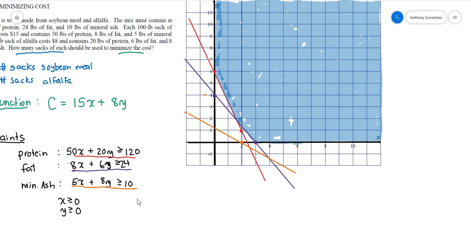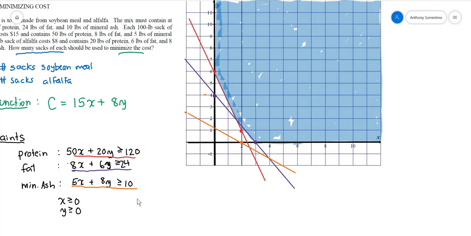The second one, the fat line, which I did in purple, has a y-intercept of 4 and has a slope of -4/3. And then the mineral ash one, a little bit more problematic because it has a lot of fractions involved. You put it in slope-intercept form, but it's easy to determine it has an x-intercept at 2, because 5 times 2 is 10, and plus the y would be 0. And then I just have to figure out what the slope is, and the slope was basically a negative 5/8. So that's what those lines are showing.